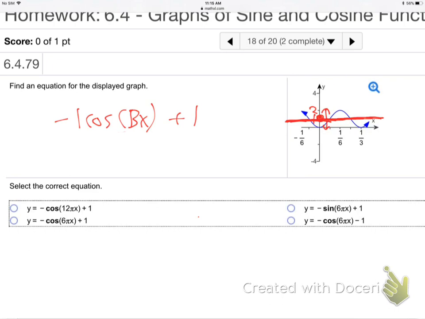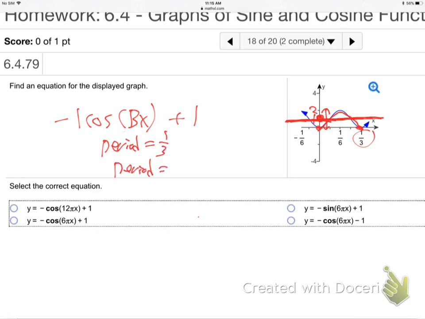Now, let's do the period. Period is the width of one cycle. So what is the width of one cycle? Where does one cycle begin and end? Right here to right here. It's an upside down U. That's one cycle. So the period is 1/3.